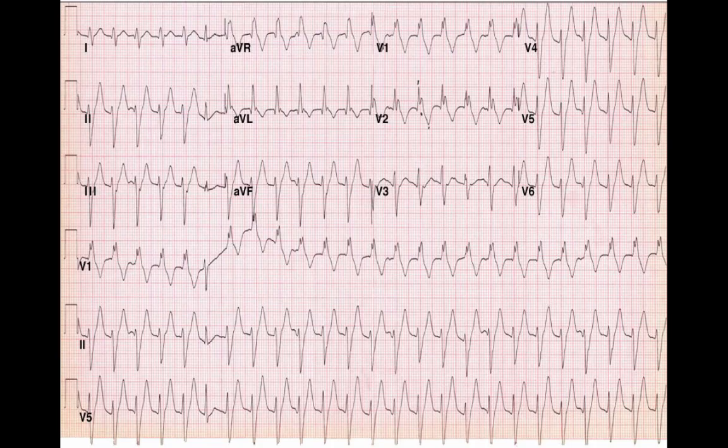So I may misdiagnose this as SVT with aberrancy, but the biggest thing that tells me this is a fascicular VTAC is this capture beat, excuse me. So I'm going along with my VTAC, and then I have this sinus capture beat, and then I go along. So that capture beat is really critical to your diagnosis of a fascicular VTAC.